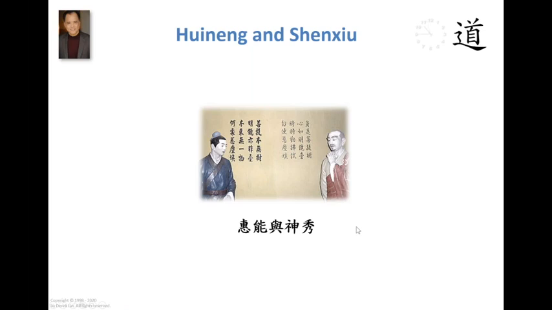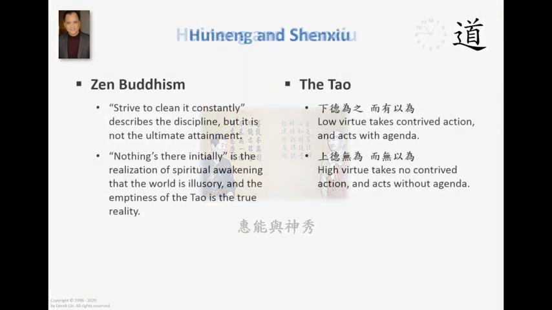And this is what led to the story last time, the dueling poems. And to recap the story, which you can always see on YouTube, it's being recorded. There's two different perspectives at work where Shen Xiu expressed the idea that is associated with low virtue in a positive way. Low virtue takes contrived action and acts with agenda, as you see over here on the right.